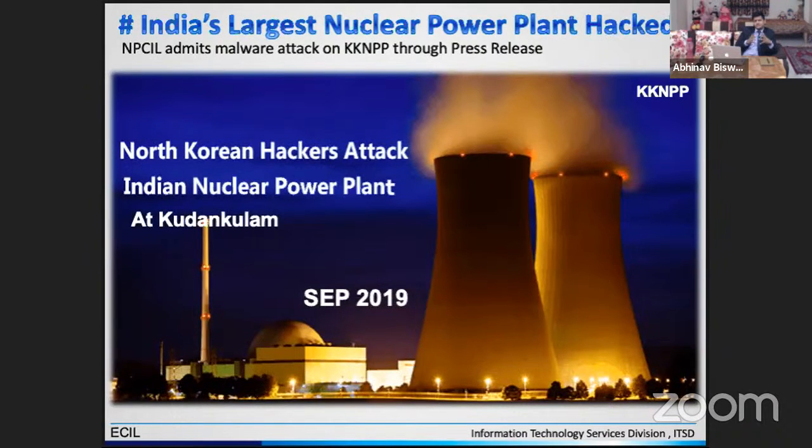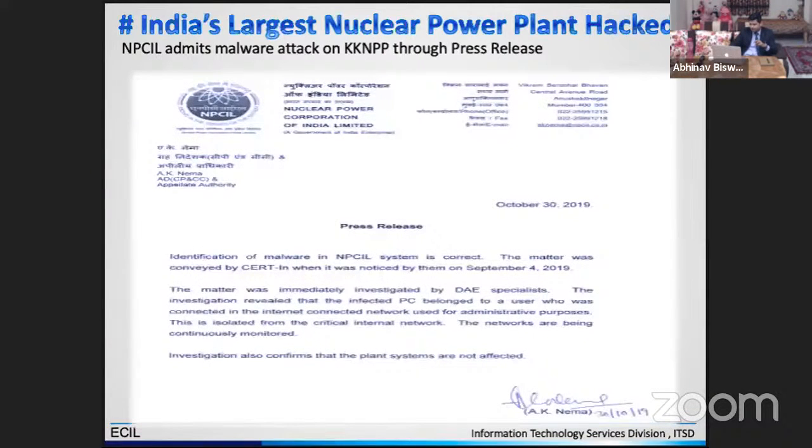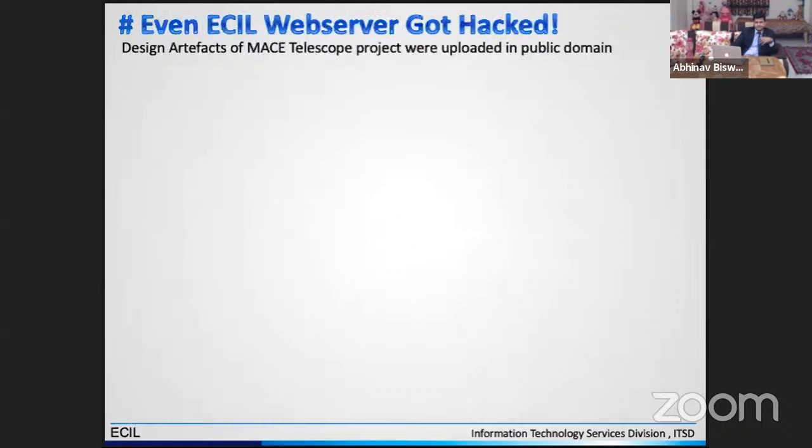So this is how we called CERT-In. They came and visited these power plants, isolated the systems, did reverse engineering and found out what went wrong. And if you see, this was the letter issued by NPCIL after the attack, admitting that yes, malware has hit and what steps they have taken.